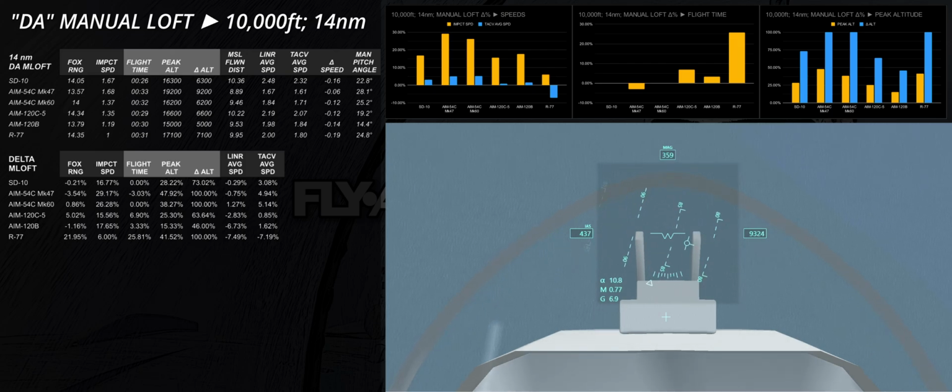The only outlier is the R-77. The performance of the missiles with the parameters of this test is not enough to make this missile a threat at 14 nautical miles.